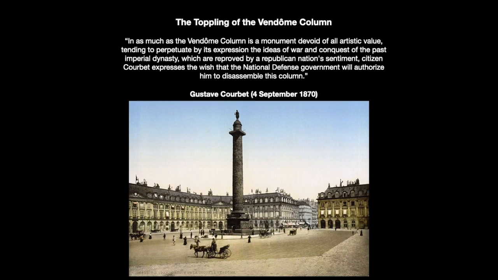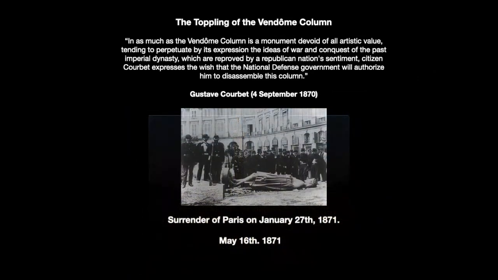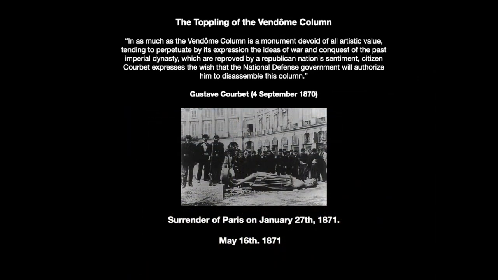And it was toppled. It's not clear whether Courbet had anything to do with it, but because he had said this in print and may very well have planted this idea in the revolutionary government, he's the one who primarily gets the blame. With the surrender of Paris in 1871, Courbet was given a 6-month prison sentence and a fine, but the Republic was not finished with him as a scapegoat. In 1873, it was proposed to re-erect the column.